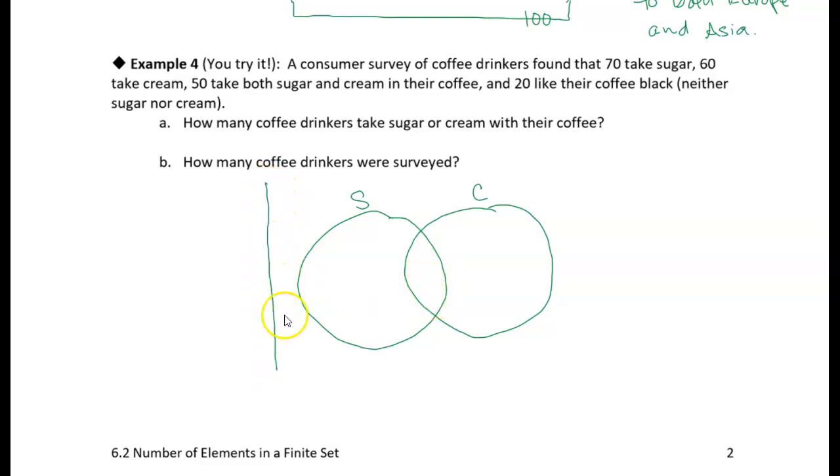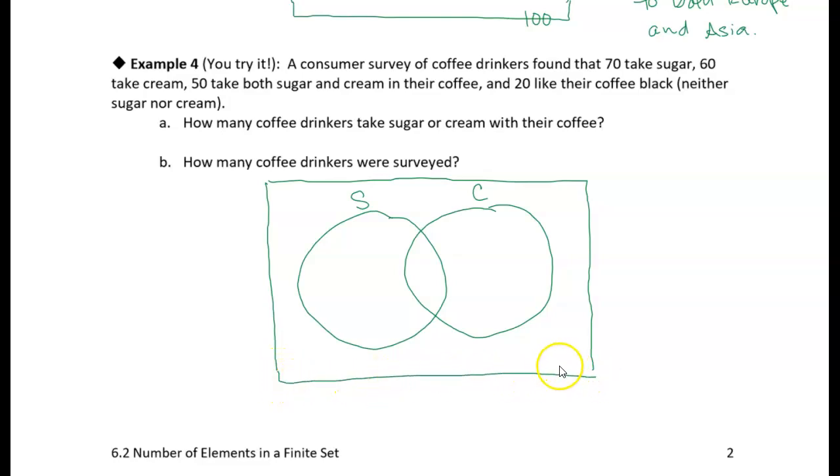We're surveying coffee drinkers, so all these people are coffee drinkers. So if you don't like sugar or cream, you must like your coffee black. Okay, and so I'm going to write 20 out here because in this region I know that 20 people like their coffee black. So they would be outside. They would be inside the surveyed group, but they are outside the sugar and cream group.